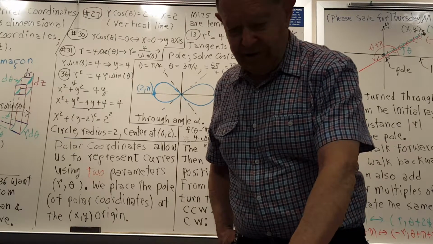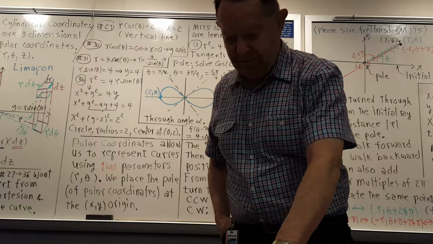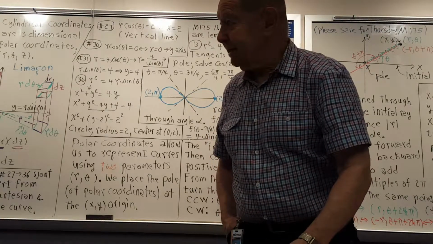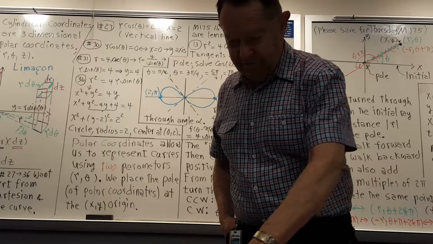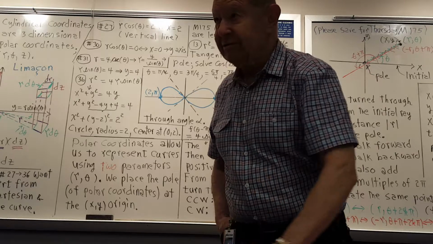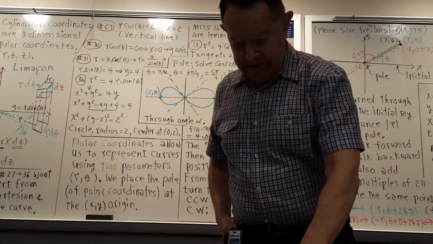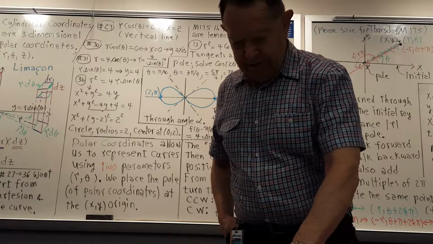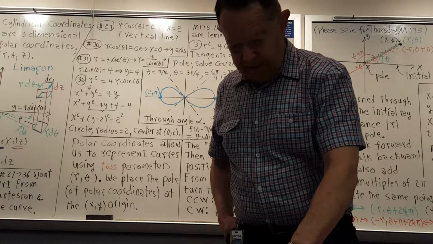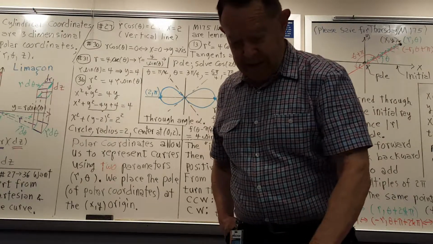Then the second row is where the a and b are the same. So a over b is 1. So it's the same as saying a equals b. And you have what we call a cardioid, because it's a heart-shaped graph, which you can see. Then the third row, the a is between b and 2b.